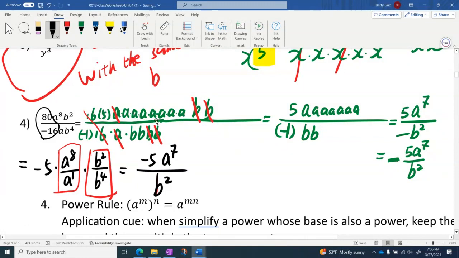And this process, the first method, is to show you how the quotient rule works and why it does work. Questions? Number 4.